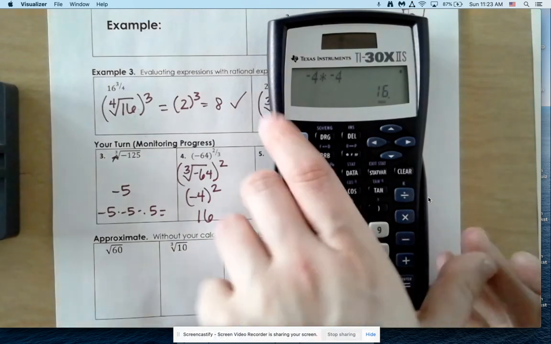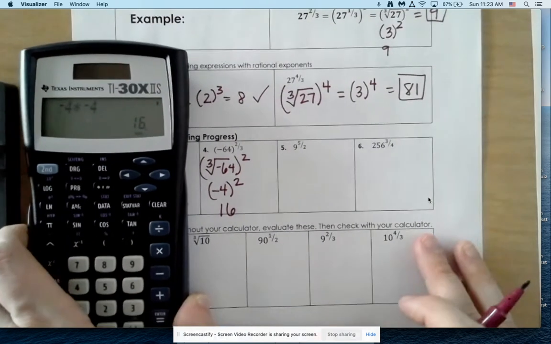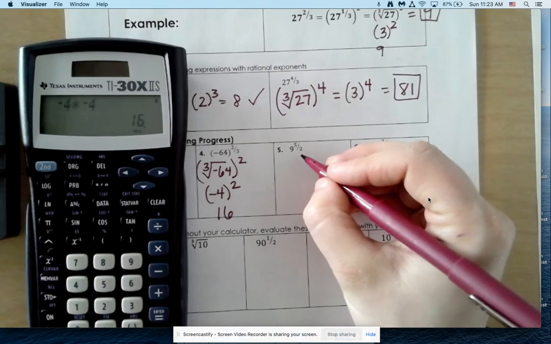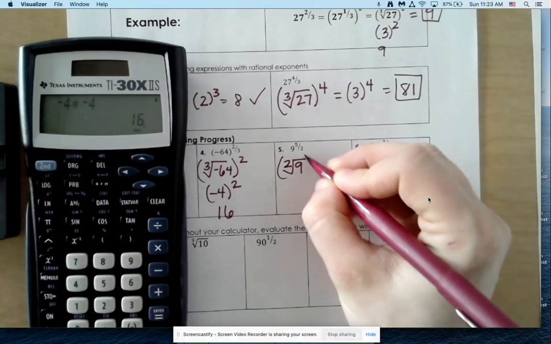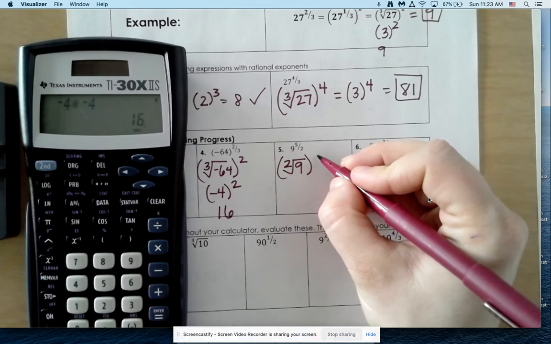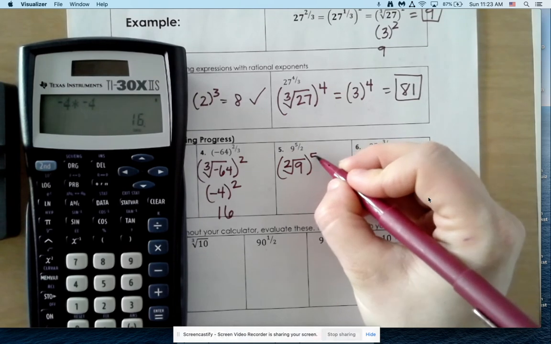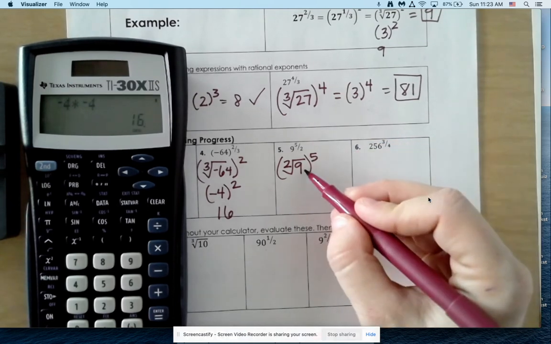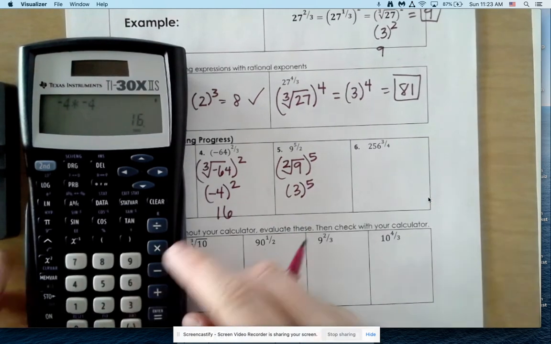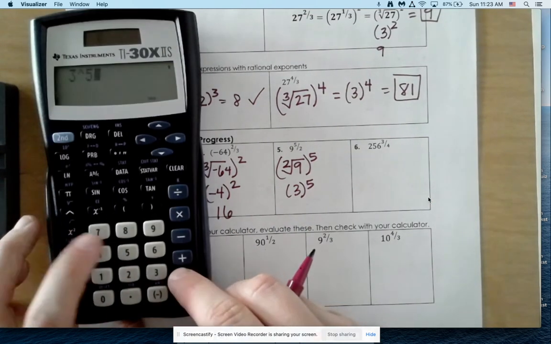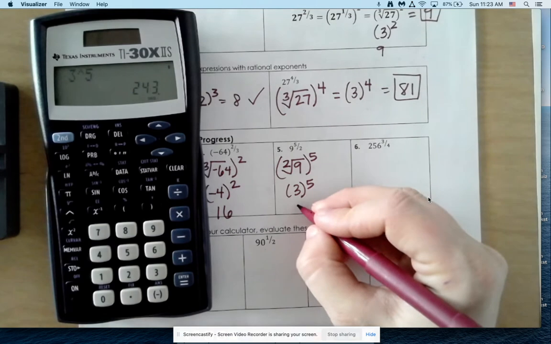All right, 2 left, folks. So if you wrote this one out, it should be the square root of 9 to the power of 5. Well, what's the square root of 9? We know that's 3. 3 to the power of 5 in our calculator. It's a big one. 243.